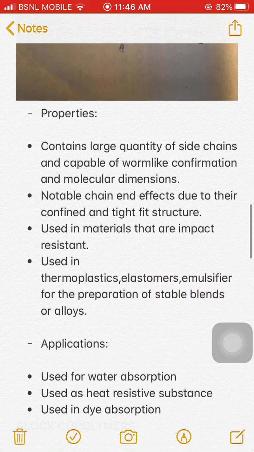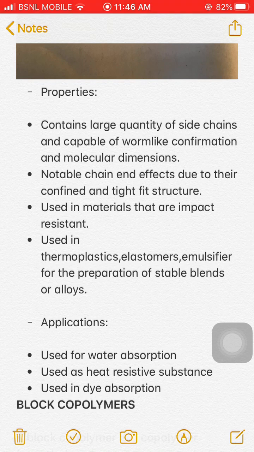Now the properties of graft polymer. We know that it has a main chain and several side chains. Because of the presence of a large quantity of side chains, it is capable of worm-like conformation and has a particular molecular dimension. The next point to be noted is that it has a notable chain end effect due to its confined and tight-fit structure. That is the second property. The third property is that it is very impact resistant. It is also used in thermoplastic elastomers and as emulsifiers for the preparation of stable blends or alloys.